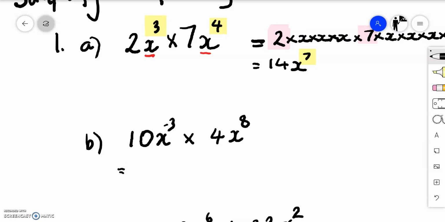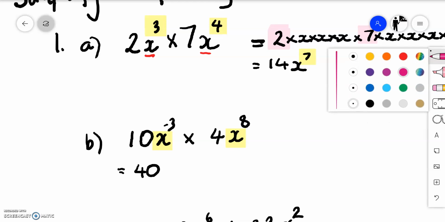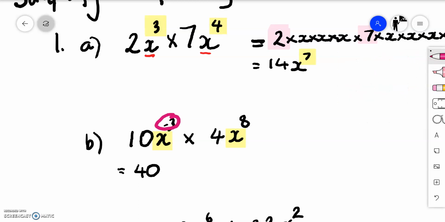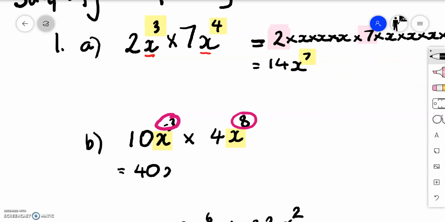10 times 4 is 40. And we are multiplying. The bases are the same. So that means that we can simply add the powers. Negative 3 plus 8. Negative 3 plus 8 is 5. So it's 40 x to the power 5.